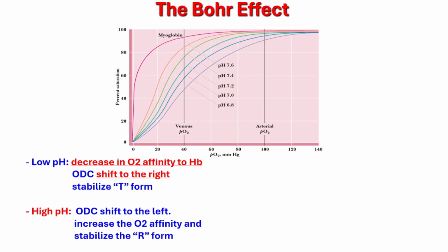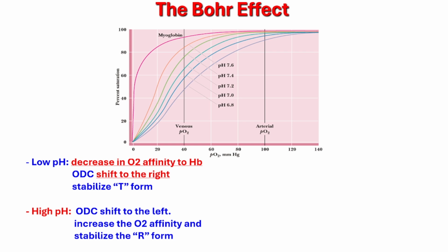If I increase the pH, it will be less. I will need less oxygen to saturate it. So when I have low pH, the affinity of oxygen to my hemoglobin molecule will be low. So my ODC, my curve, is shifting to the right. You see it here. Normally it starts here, but it shifts and becomes here. Why? Because I need more concentration of oxygen.